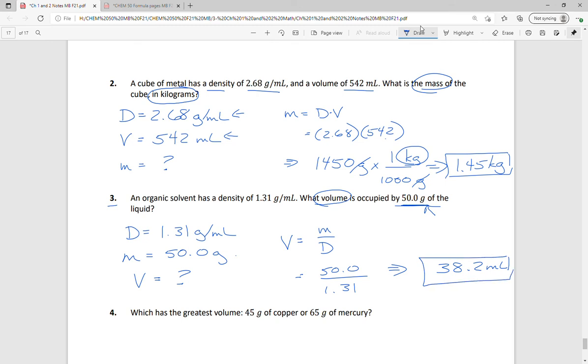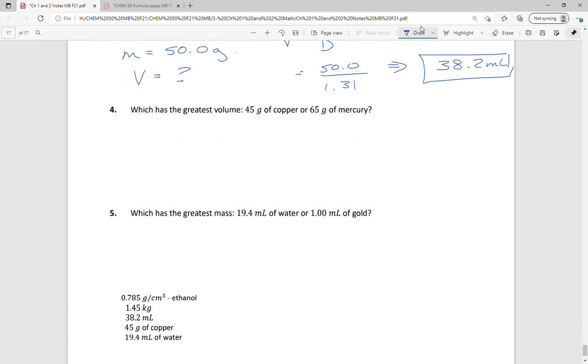All right, so the next one's here. We're going to use some information from our textbook and also compare the two. In this one, it says, which has the greater volume? This many grams of copper or this many grams of mercury? In order to know this, I've got my mass, but I need to know my density. So I've looked my density up from my textbook.